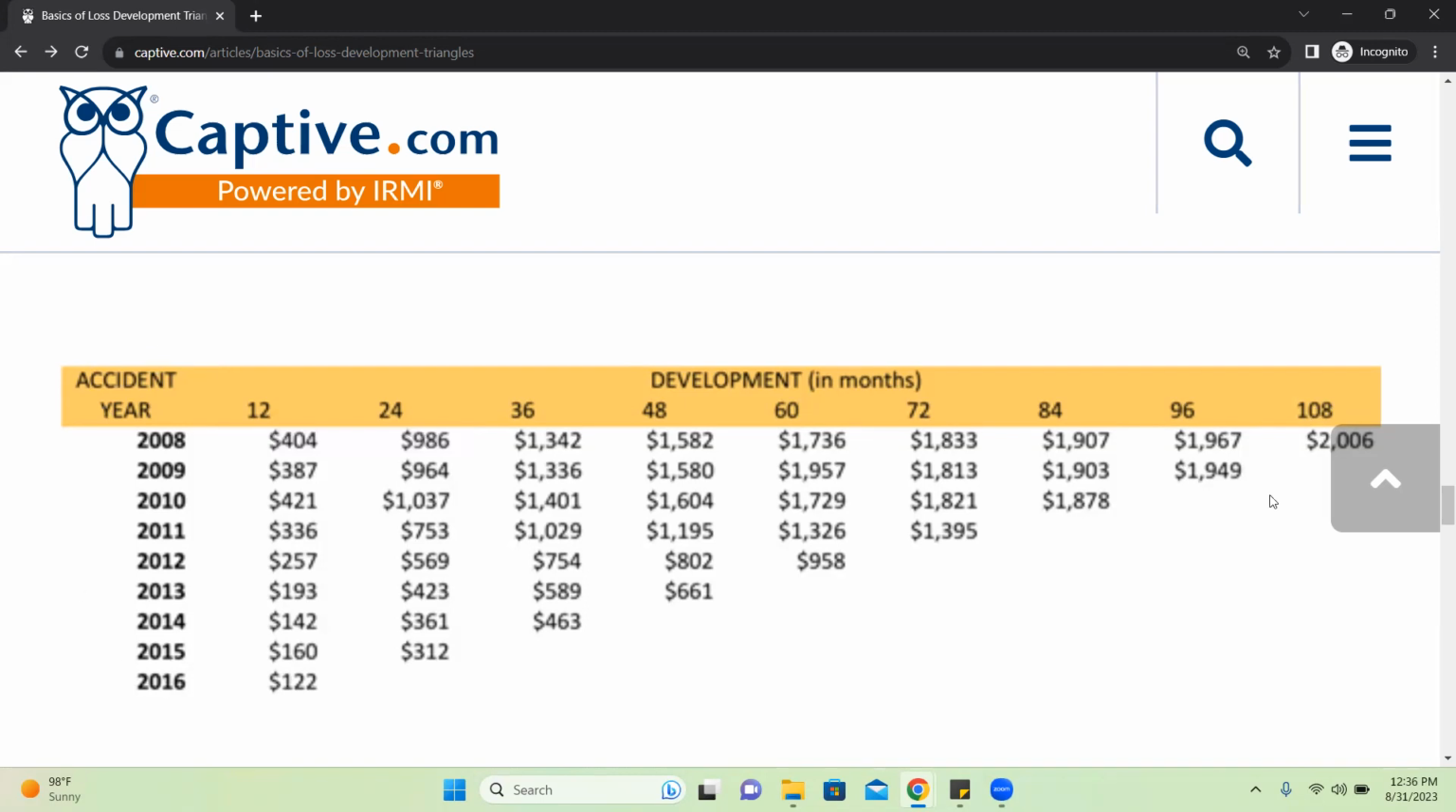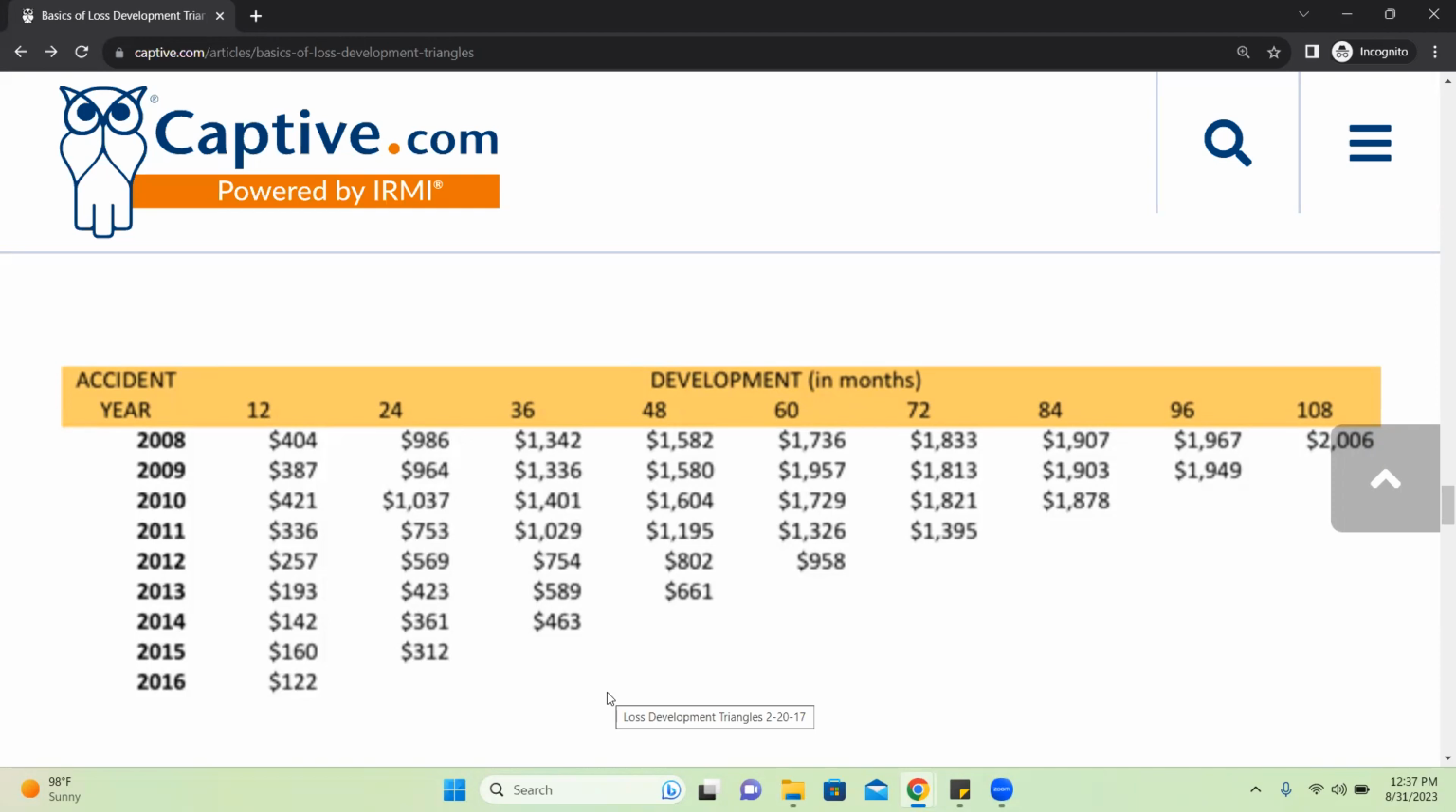Vertically would be our accident year. Accident year is when did the accident or the loss occur? When did the claim occur and when was it submitted? This is different from policy year. Policy year is when were the policies written, but accident year is when did the accident happen and in what year. So in this example, we're looking at the accidents from years 2008 to 2016.